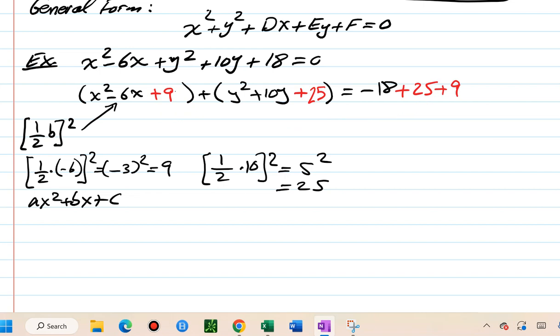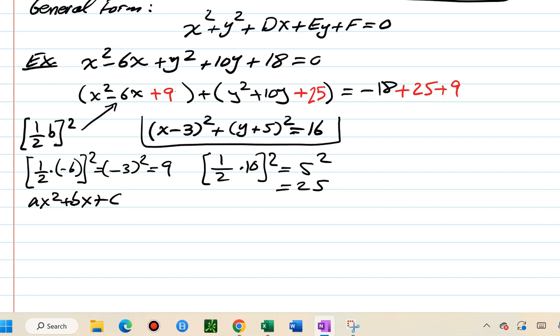There. Once we've done this, because of the way the numbers 9 and 25 were found, we know that this is going to be (x minus 3) squared plus (y plus 5) squared, and all of this should equal 16. So there we have the equation of the circle. It looks like the center of the circle is at (3, -5), and its radius is 4.